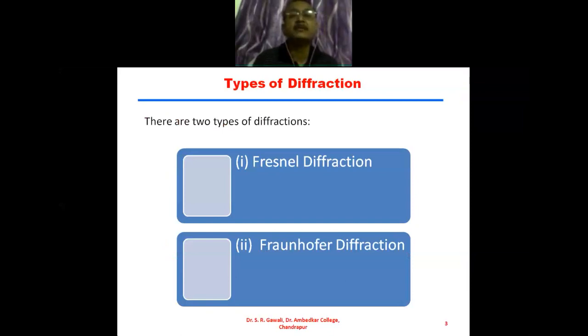So there are two types of diffraction. One is the Fresnel class of diffraction and the second is the Fraunhofer class of diffraction. First is the Fresnel diffraction.